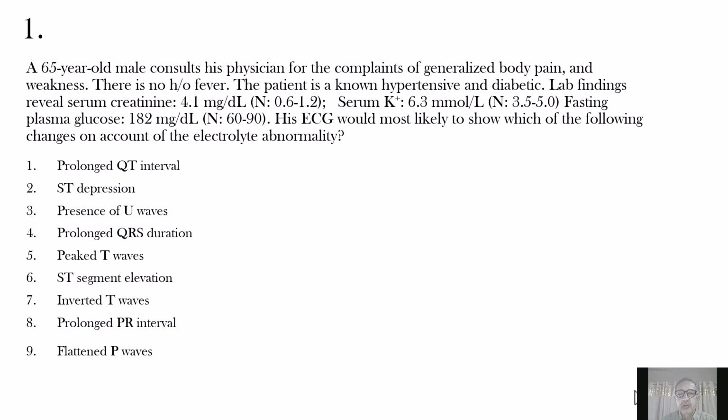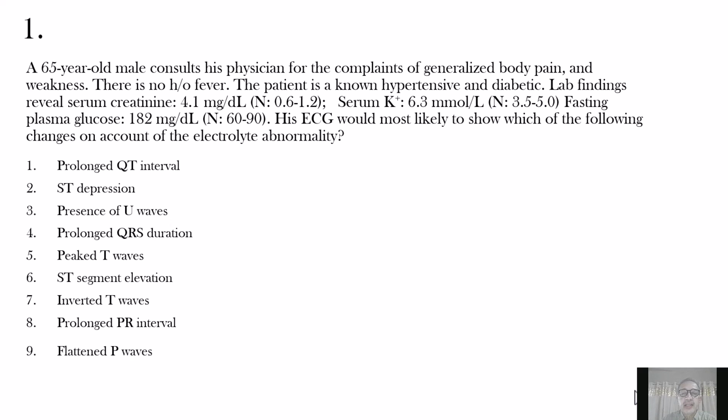His ECG should most likely show which of the following changes on account of the electrolyte abnormality? It's a long list of abnormalities. We have to pick the right one for the electrolyte disturbance, that is hyperkalemia. Other findings do not change the ECG pattern. Serum creatinine has no direct effect on the ECG finding. Glucose again has no effect. Plasma potassium has a direct effect on the ECG.